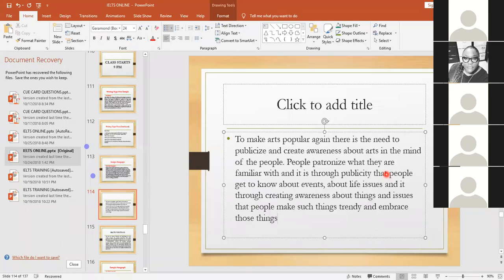So I am trying to explain that it is publicity that makes things trendy. It is publicity that makes people embrace things. Science, are you trying to suggest anything?